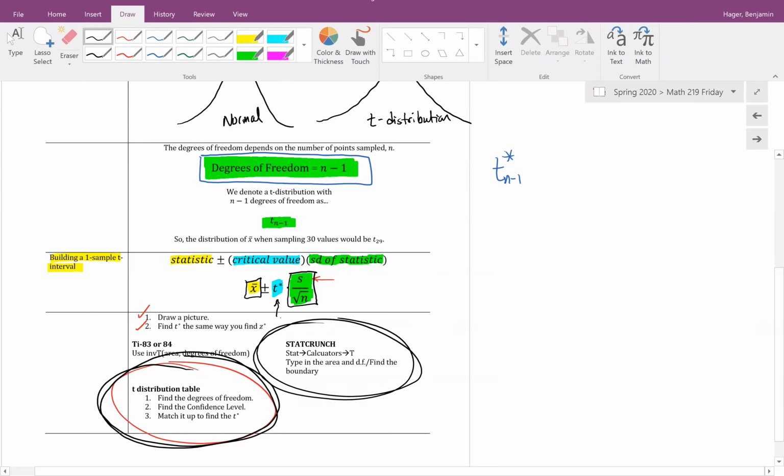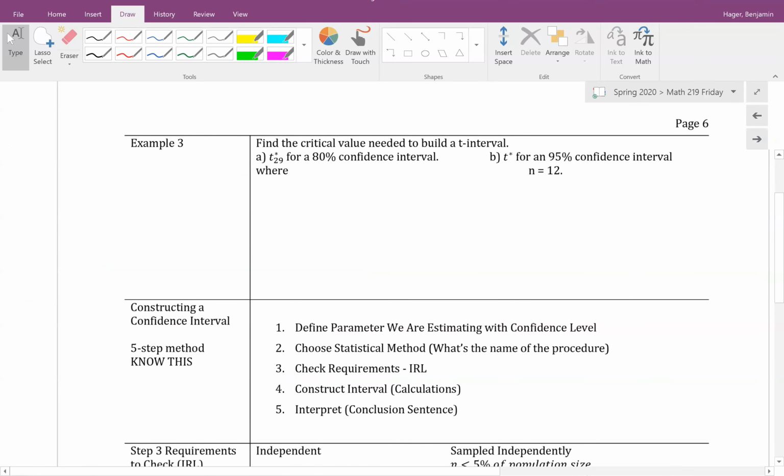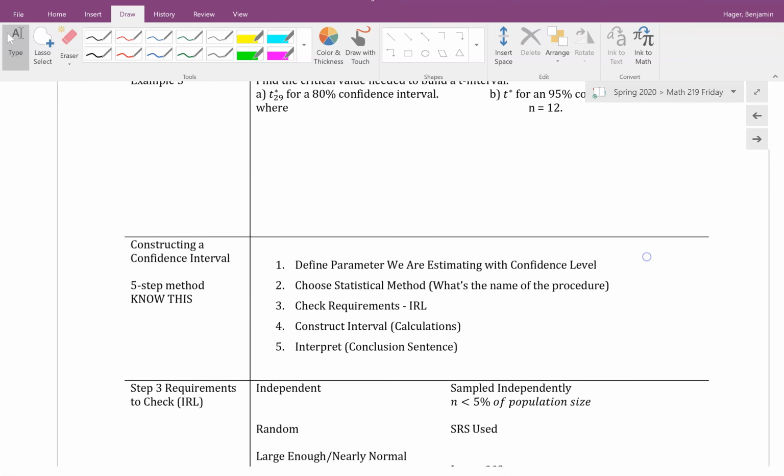All right, I think that's where we left off. So the first thing we're going to do is just figure out how to find these critical t numbers. Then we're going to more rigidly define how to do a confidence interval, and then we're going to get into 2 or 3 examples.